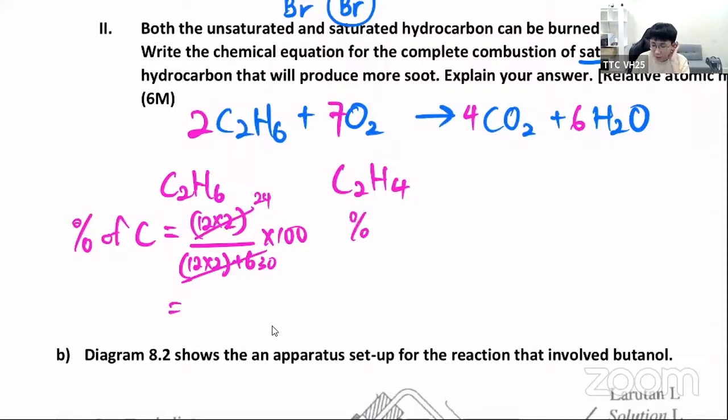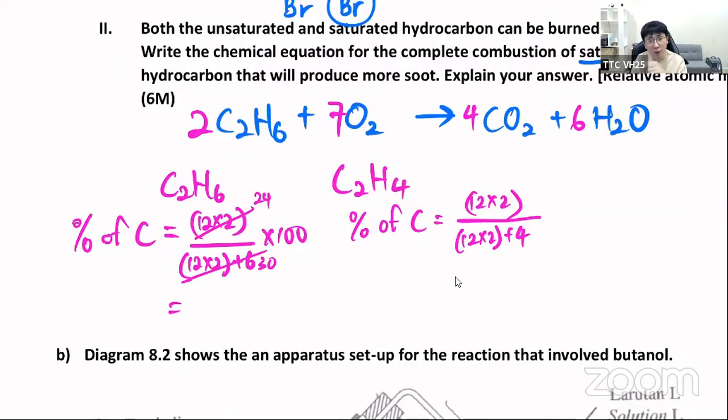Then you do the same thing for C2H4. It is also C2, but your total mass will be slightly different. It's 12 times 2 plus only 4. Why plus 4 here? Because here only got H4, while the other one got H6, that's why I plus 6. So this one is 24 over 28 multiply 100. So guys, come give me the percentage.